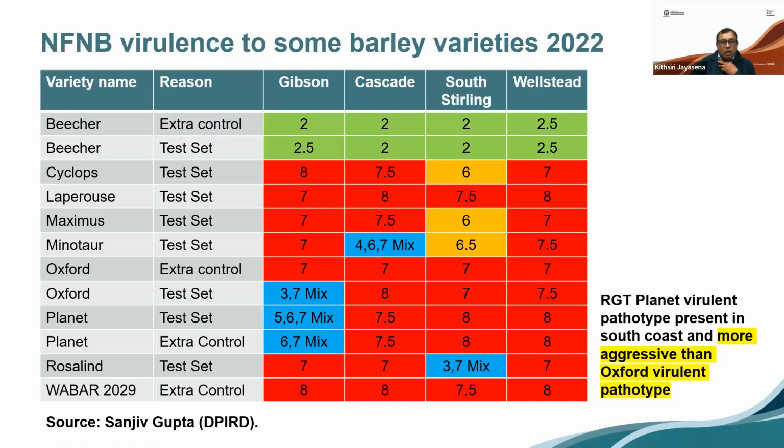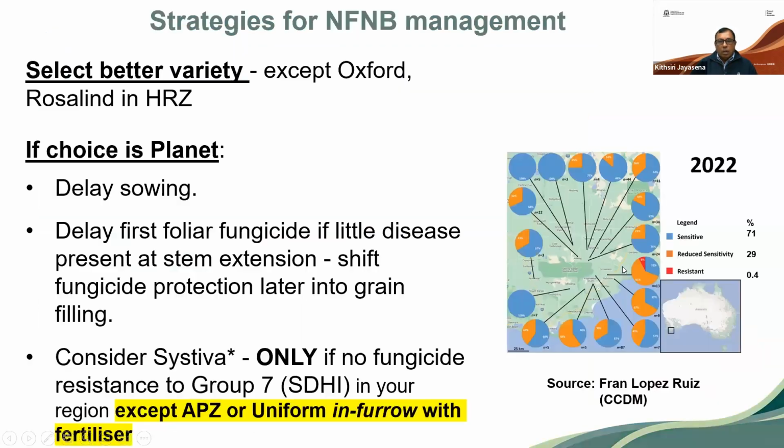Now the interesting part is this work was done by Sanjeev Gupta from Murdoch and Deepert, from 2 locations, the Albany Port Zone and the Esperance Port Zone, where net blotch infected leaf material was collected and tested. And there you can see most of these varieties are highly susceptible. And we found that the RTG pathotype on the South Coast is highly virulent compared to the Oxford pathotype which was there before. This is an interesting one.